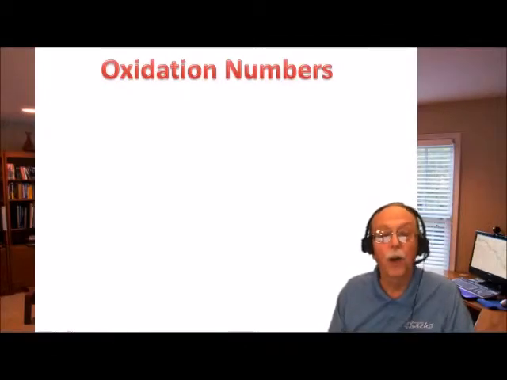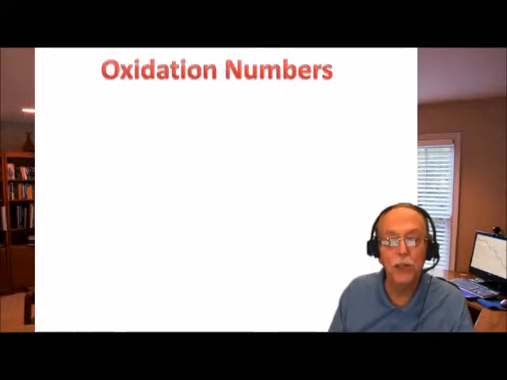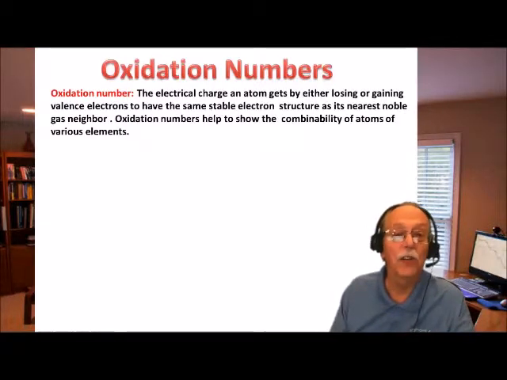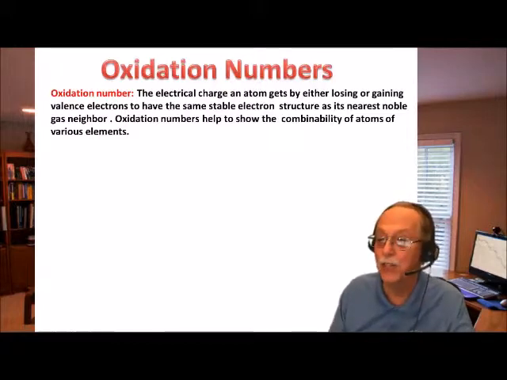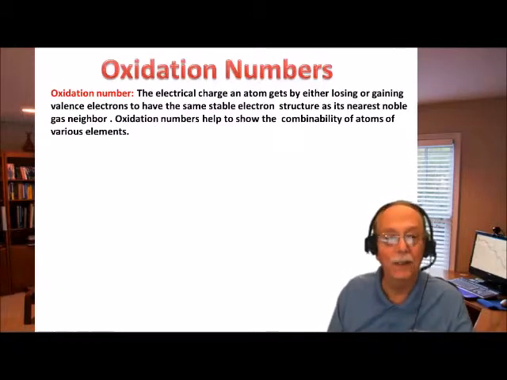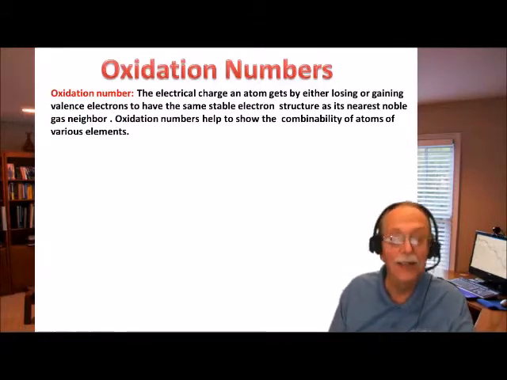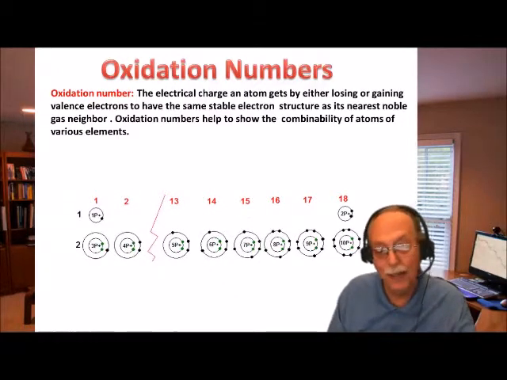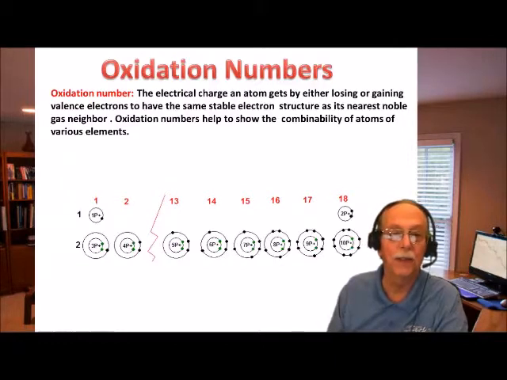Okay, let's go ahead and put all of this now into perspective. Let's look at the relationship between oxidation numbers and valence electrons again. We know oxidation numbers are the electrical charge an atom gets by either losing or gaining valence electrons to have the same electron structure as its nearest noble gas neighbor. In other words, oxidation numbers help to show the combinability of atoms of various elements, and I'll talk more about that in just a minute. Here's our periodic table, at least the first 2 periods of the periodic table.